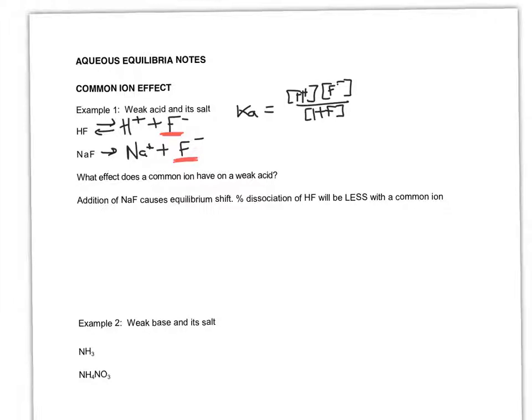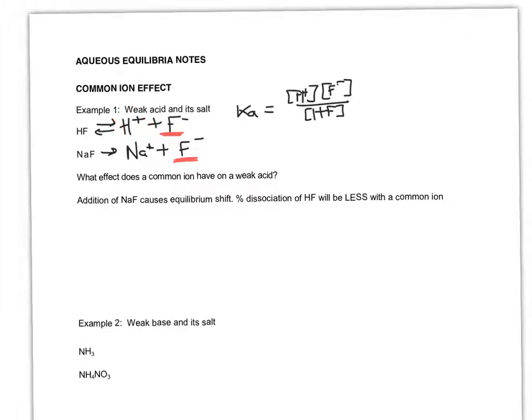Now when we add the NaF and it dissociates into these, the sodium ions don't really do much. They just sit there as spectators. But the F- will contribute to this equilibrium because we're adding a common ion. So we're adding a product. Well, if you add a product, which way would this equilibrium shift? It's going to shift to the left to make more of that HF and use up some of the extra F- that I have, and also use up some of the H+.